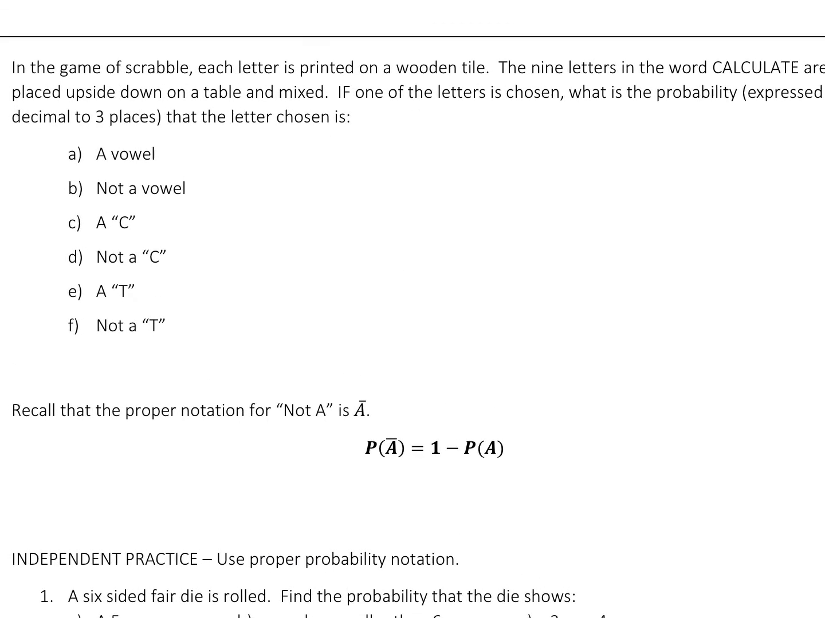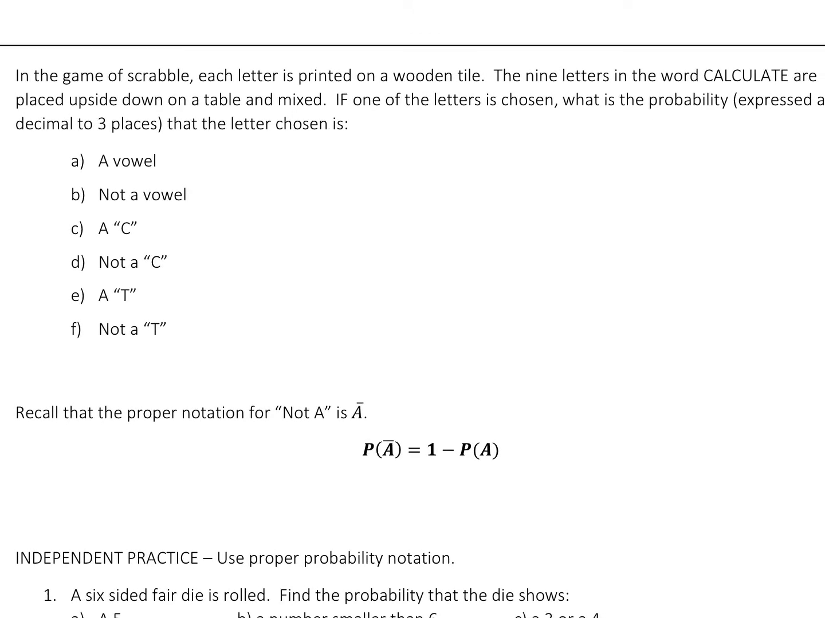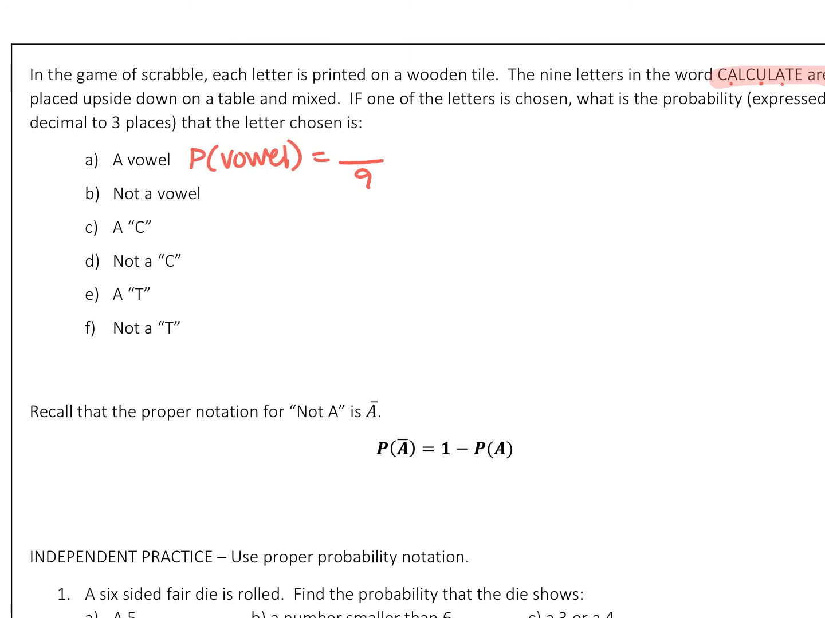Okay, let's look at one more example. In the game of Scrabble, each letter is printed on a wooden tile, and then the 9 letters in the word calculate are placed upside down and mixed on the table. Okay, then we're going to pick a letter. What is the probability that we get a vowel? Okay, so there are 9 letters in the word calculate. We know that our vowels are the letters A, E, I, O, and U. So there are 1, 2, 3, 4 of my letters in the word calculate that are vowels, and it wants me to make these as decimals to 3 spots. So that comes out to be 0.444.